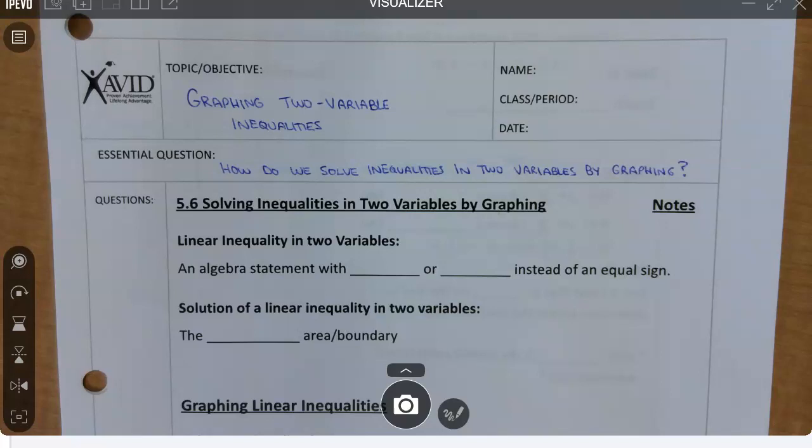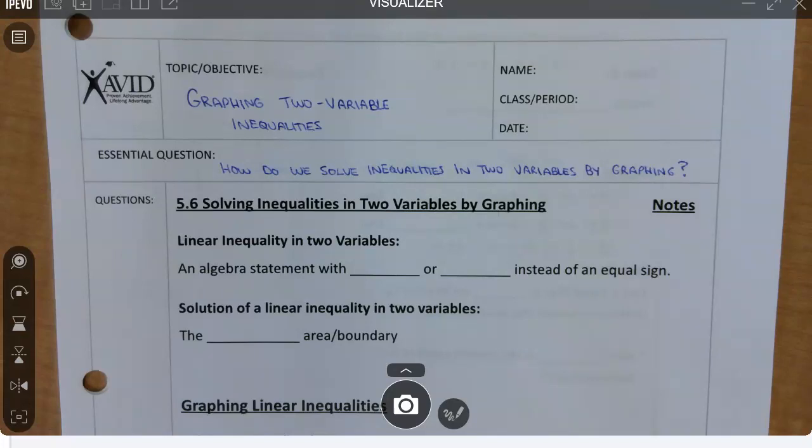Way back in chapter 2, this would have been in October, we learned how to graph inequalities on a number line. So for example, if you had something like x was greater than 4, you knew to put a point at 4 and draw a line to the right. But when we did that, that was only using one variable inequalities.